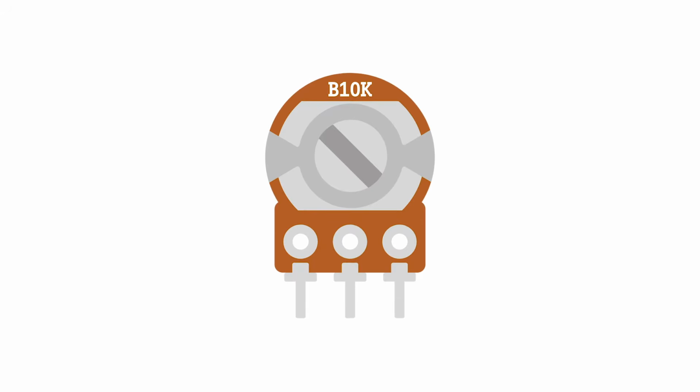To understand what a variable resistor is, imagine that electric current is water flowing through a pipe. A conventional resistor is a pipe with a fixed constriction that always allows the same amount of water to pass through. A variable resistor is a pipe with a constriction that can be adjusted to change the flow of water.